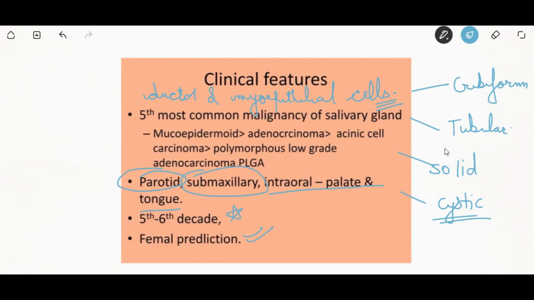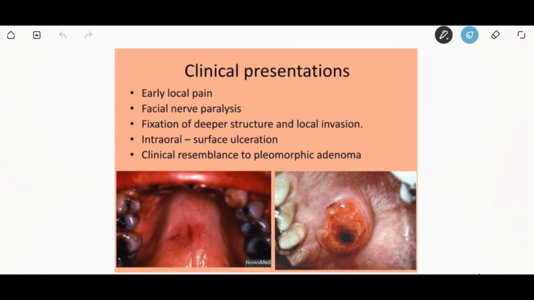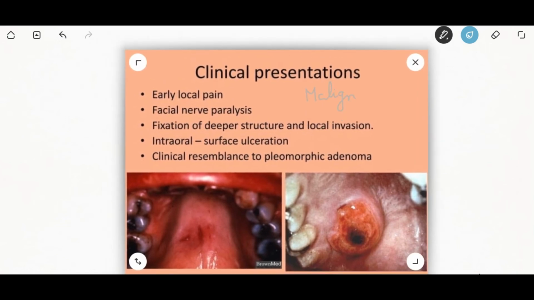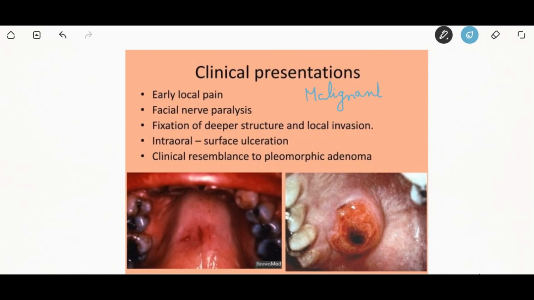The adenoid cystic carcinoma occurs most commonly during the 5th and 6th decades of life. It is seen more commonly in females. Many of the patients will exhibit clinical manifestations of malignant salivary gland tumor, showing symptoms like early local pain. Patients may complain of facial nerve palsies in cases with parotid tumors.